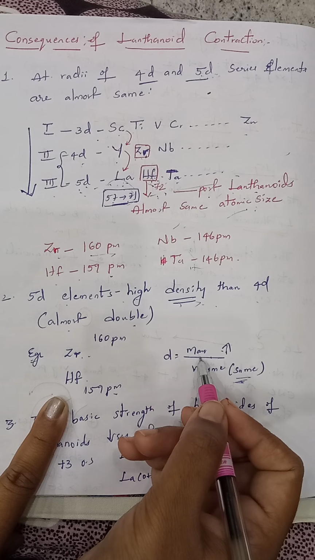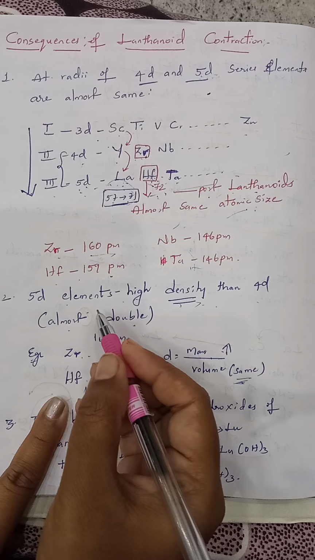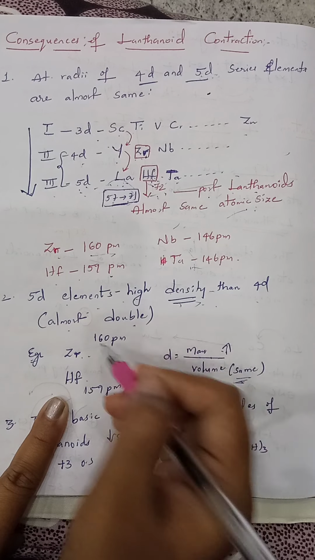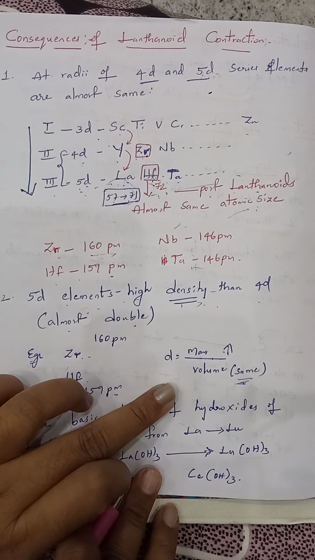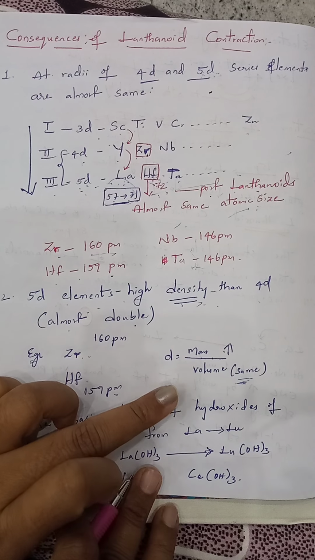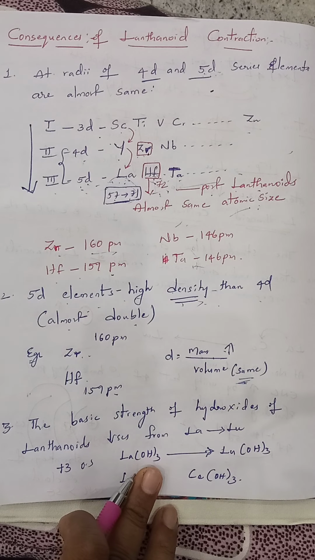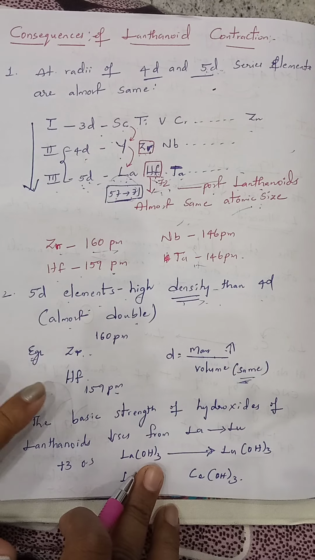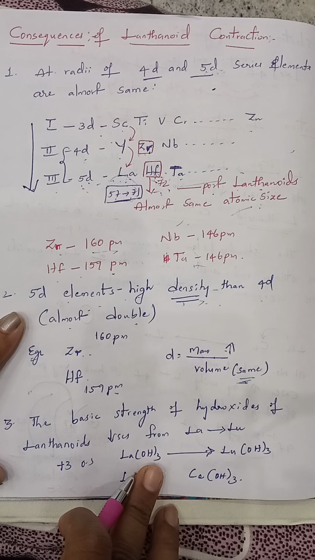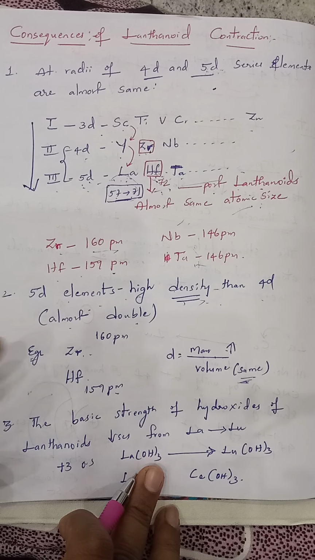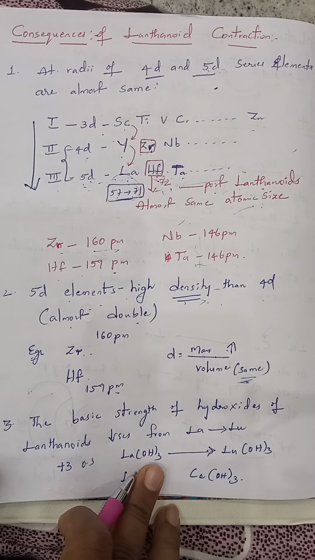Due to containing high mass, these 5D series elements show higher density than the 4D series elements, but volume remains the same. What is this volume? That is nothing but atomic size or atomic radii. That is the reason why 5D series elements have higher density than the 4D. This is also again due to lanthanide contraction.